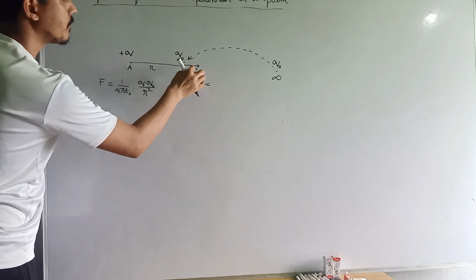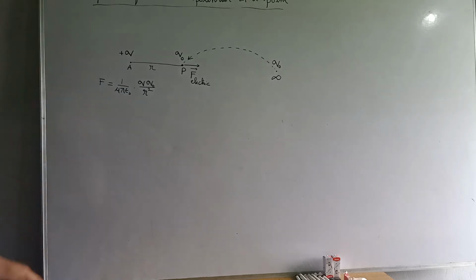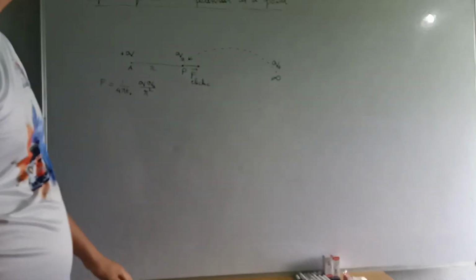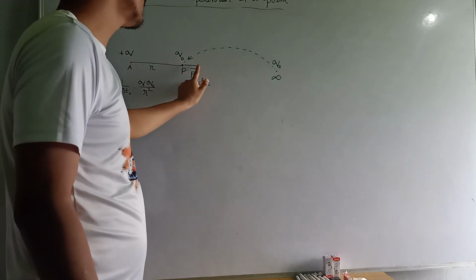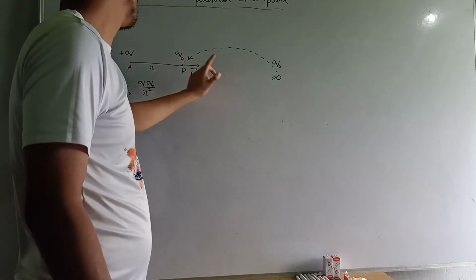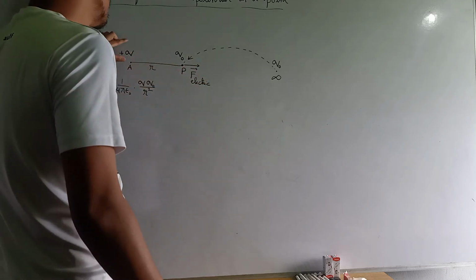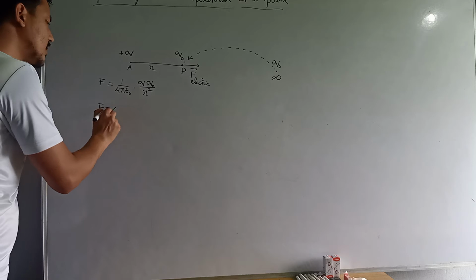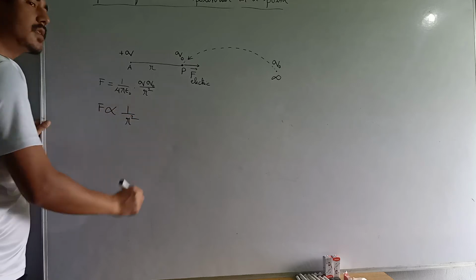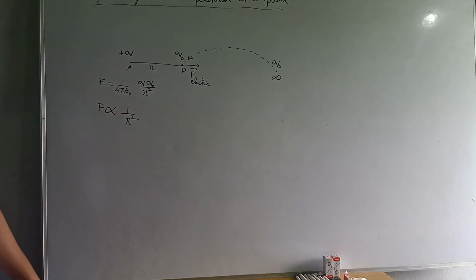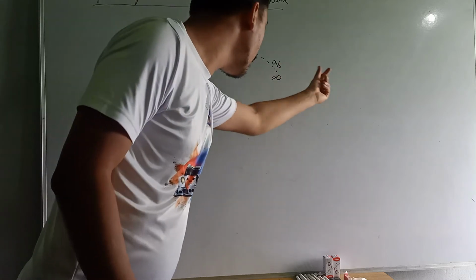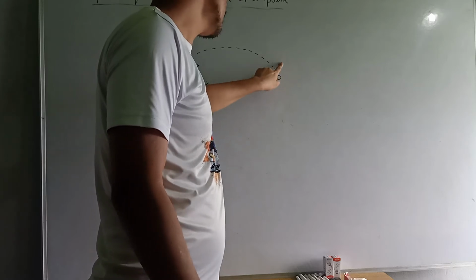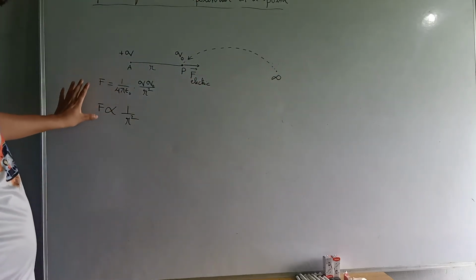But here, electric force is not a constant force. Of course, it is conservative, okay? But it is not a constant force. Why? Because as Q naught moves away from P towards infinity, the electric force will decrease. Why? Because electric force is inversely proportional to the square of the distance. So as Q naught is taken towards infinity, the electrostatic force will decrease.